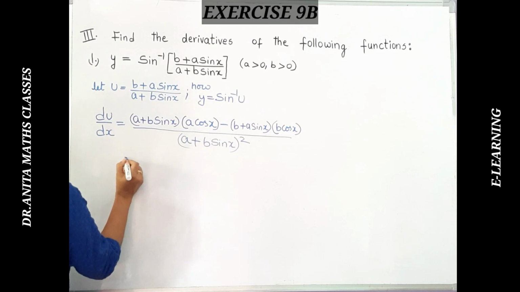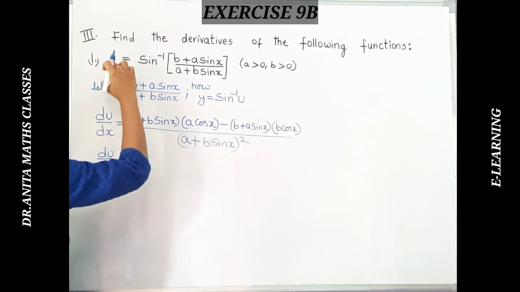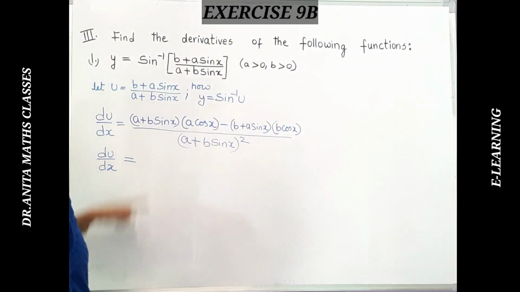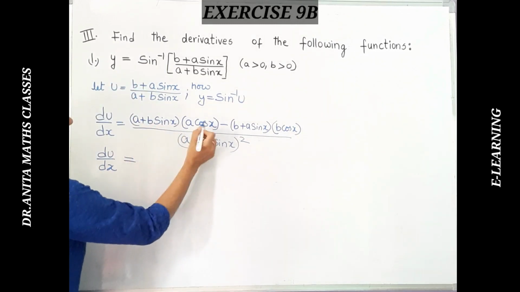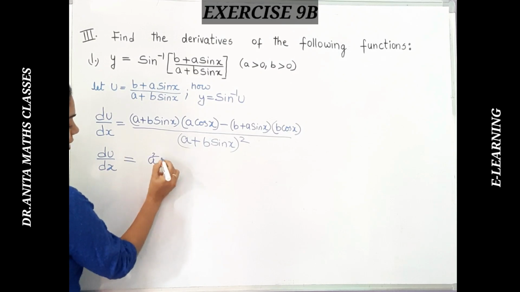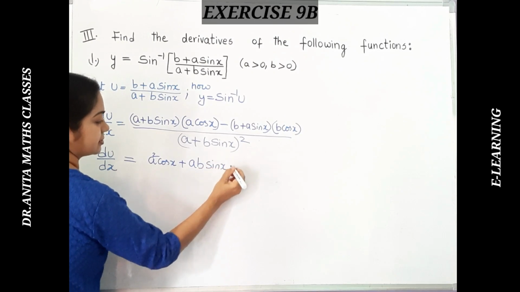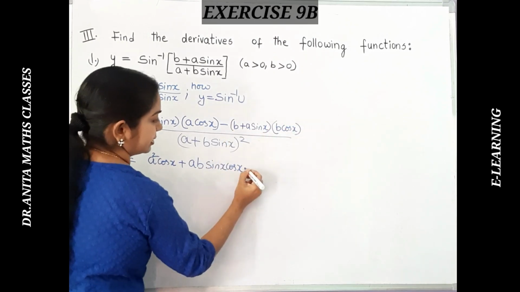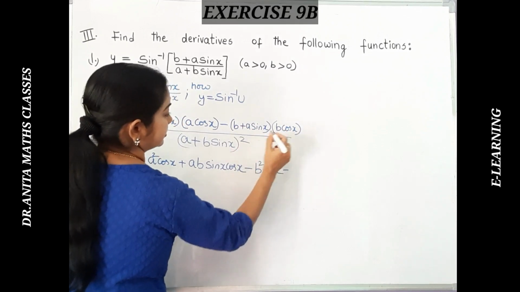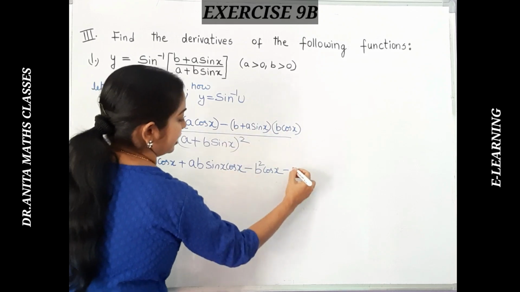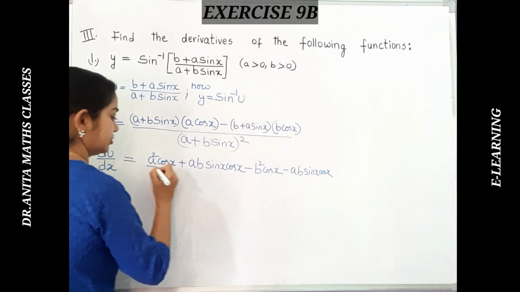Now this is just du by dx. Later on we have to find dy by dx, which is the actual question. We should find the derivative of this function, but we have found the derivative of only the u function. Now we will multiply this out, doing the product: a square cos x plus ab sin x cos x. Again multiplying this, minus b square cos x, and minus ab sin x cos x. We can cancel it off.